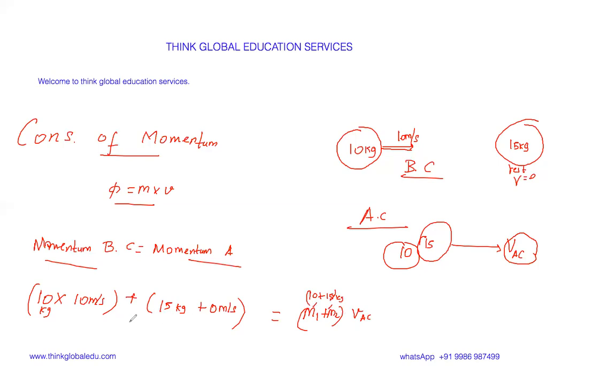From the left hand side, 10 times 10 is 100 kilogram meter per second. Now 15 times 0 is 0. So plus 0, which is equal to m1 plus m2, 10 plus 15, which is 25, times the velocity of the objects after collision. To get the velocity of the objects, we divide by 25. And we will get the velocity of the objects equal to 4 meters per second.